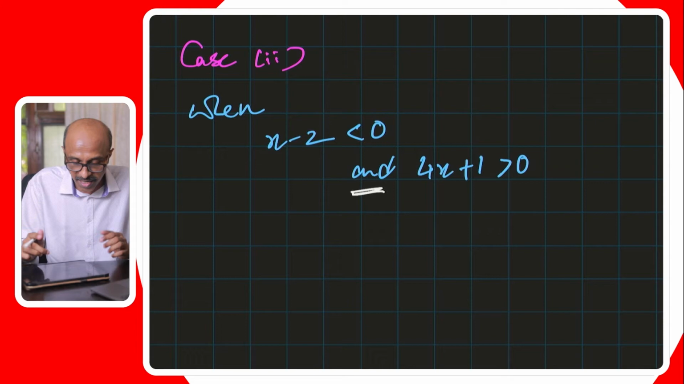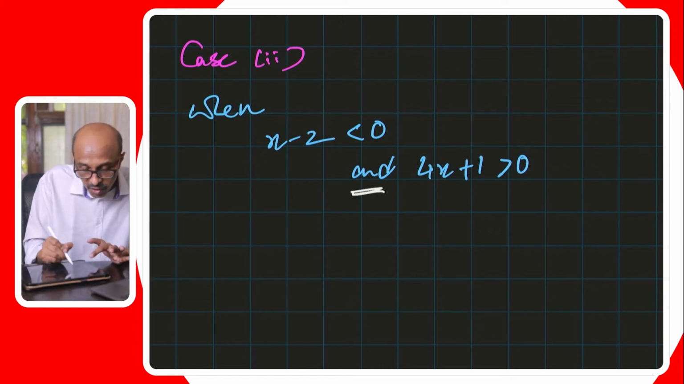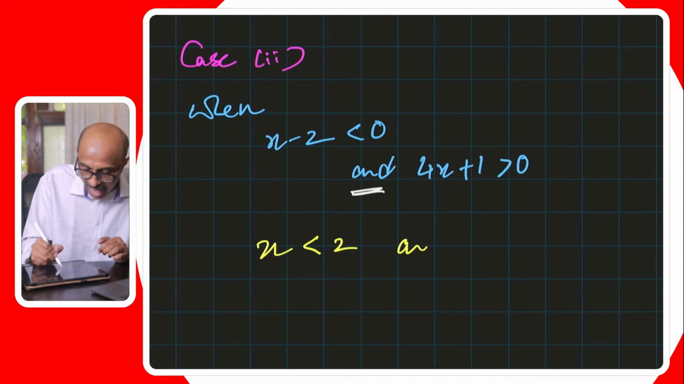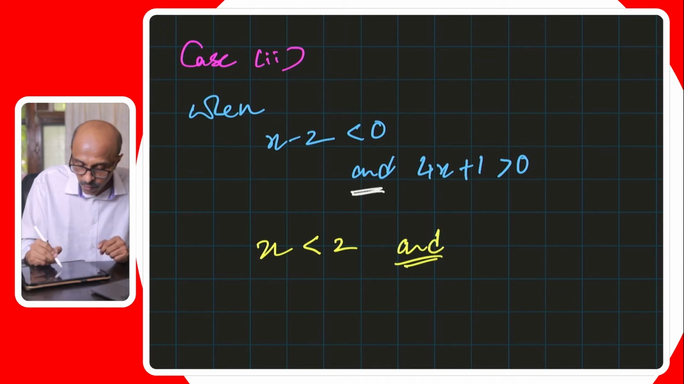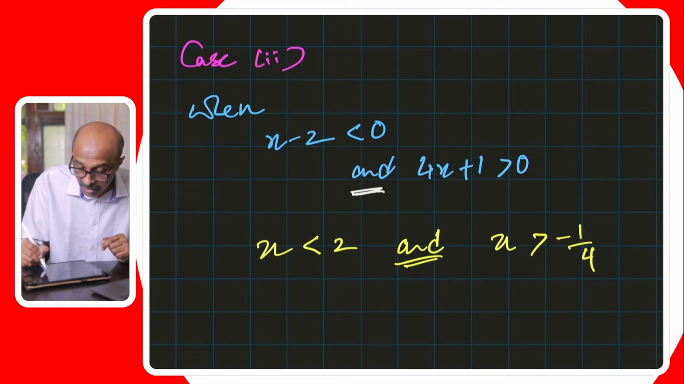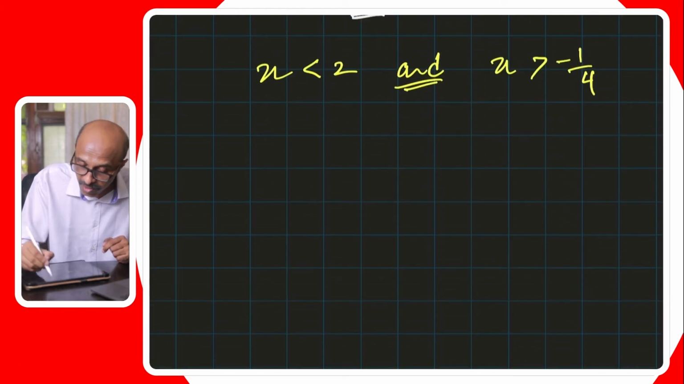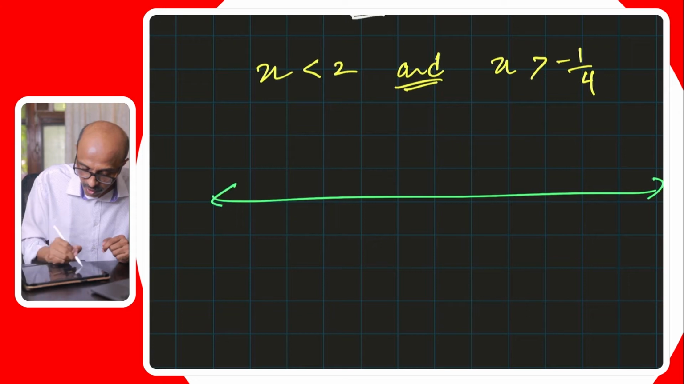In this case, we reverse the signs. So now when we solve each of these individual inequalities, you'll get x should be less than 2 and, that's the key word, 4x plus 1 greater than 0 would give us x should be greater than negative 1/4. Let's try and plot this on a number line and see what's going on, all right?